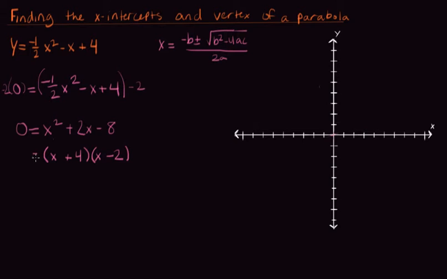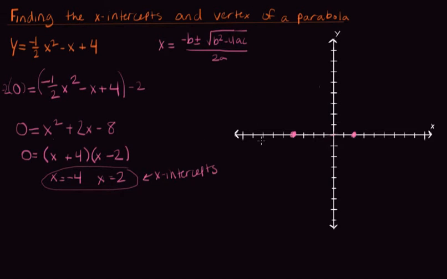So that should work. Now if I set each of these equal to 0 independently, I should get x equals negative 4 and x equals 2. These are my x-intercepts. That means those are the places where the graph crosses the x-axis. So I can go ahead and graph those, negative 4 and 2.